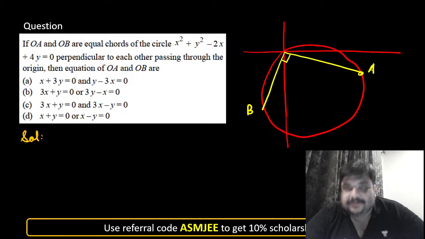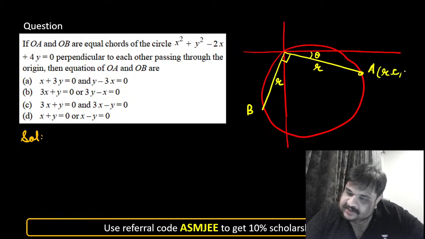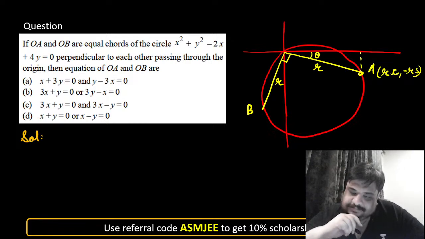Then they need their equation. Fantastic. So let the length be R. Now you can take this point as R cos theta, minus R sin theta, if this angle is theta. Now since this is theta, we just need to find theta, right?